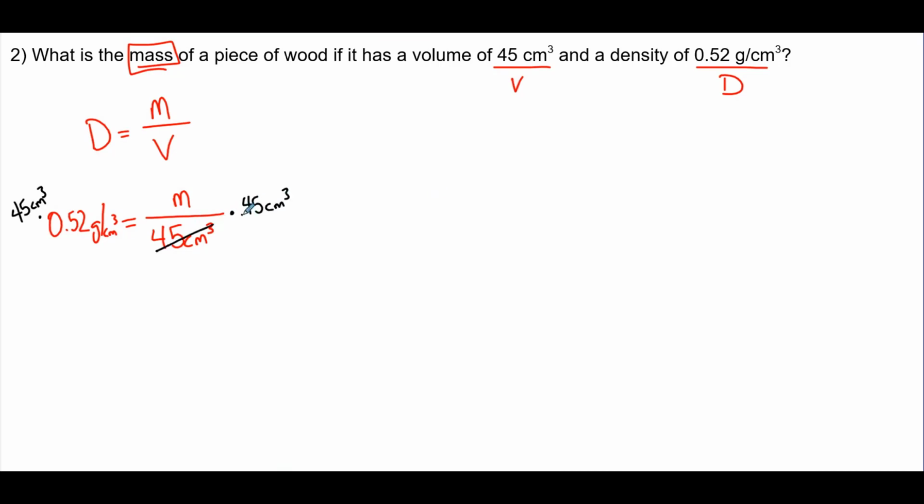And of course, it will cancel out on the right. So let me write that again. That's going to be m. And if I check my calculator, 45 times 0.52, that works out to be 23.4.